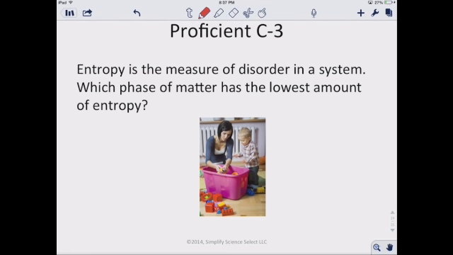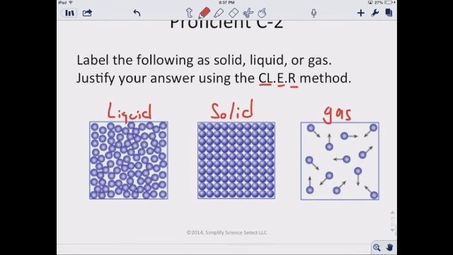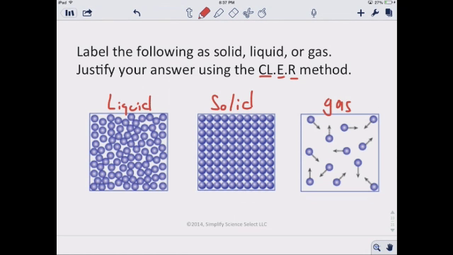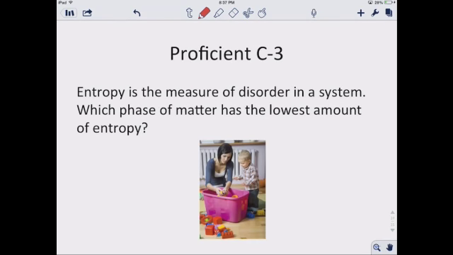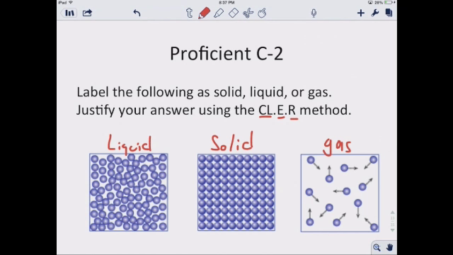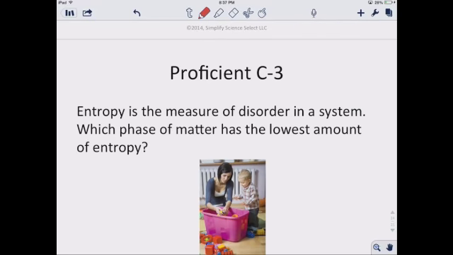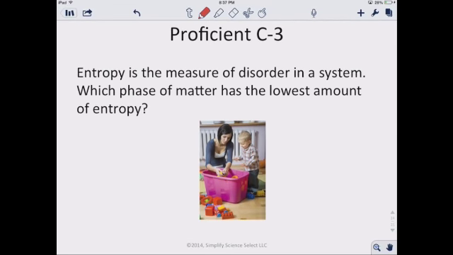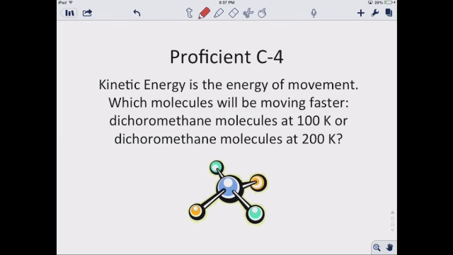Moving on to our next one. It says entropy is the measure of disorder in a system. Which phase of matter has the lowest amount of entropy? We can go back and look at our last example. Which one is going to be the most disorder and least disorder? We want the lowest amount of entropy, so the lowest disorder. Which one of these is the most organized? Well, obviously a solid. Look at it, it's very straight, in particular rows. So when we're looking at the states of matter, solid would have the lowest amount of entropy.